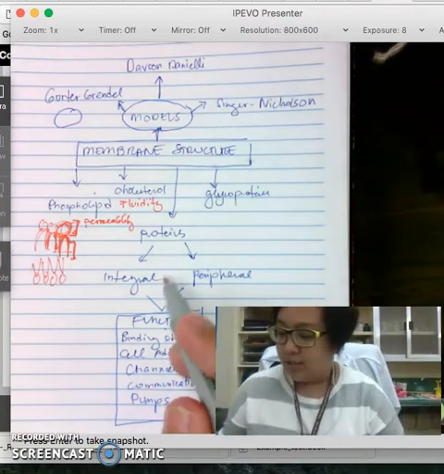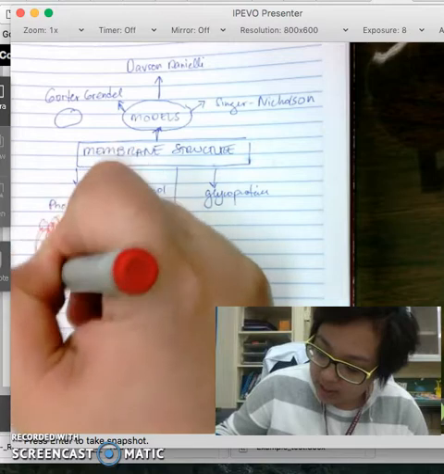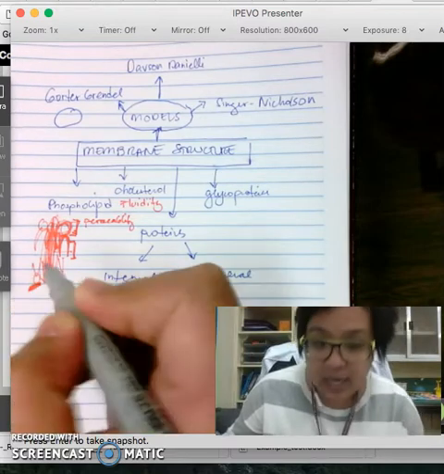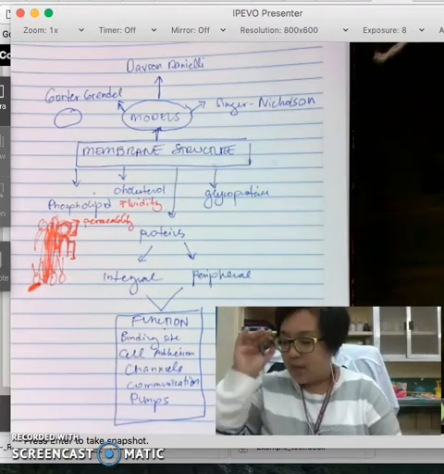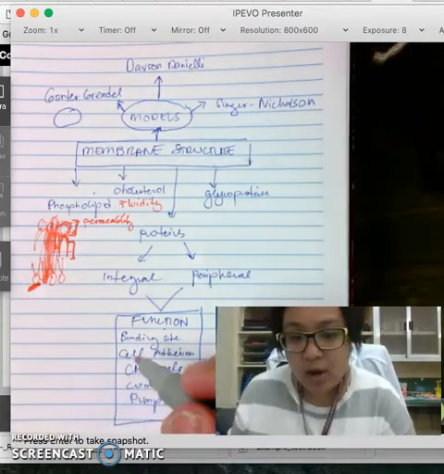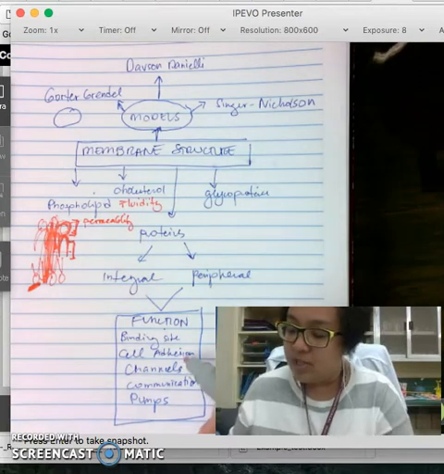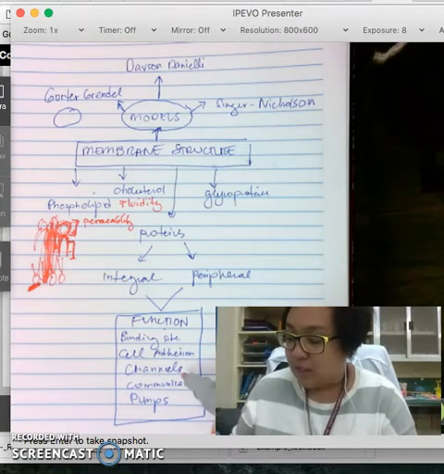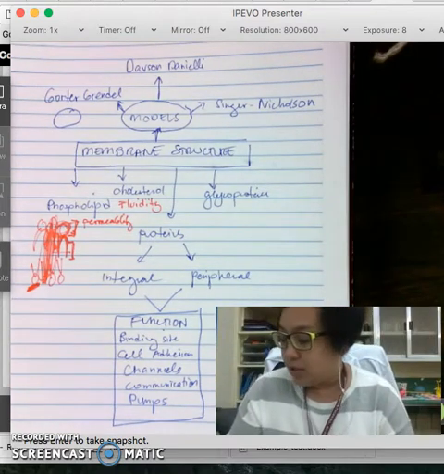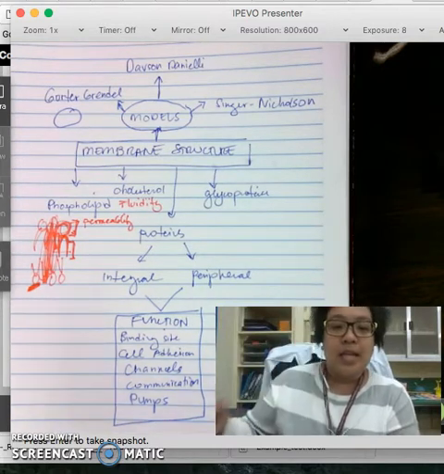Then you have proteins. As you've seen in the diagram, proteins can either be integral, integrated across the membrane, or peripheral, only on one side of the membrane, the periphery, the side. These proteins, please memorize, serve different functions in the membrane. They can serve as binding sites, for cell adhesion when cells need to stick to other cells. They can serve as channels or pumps for transporting different nutrients across the membrane, and also for communication with other cells.